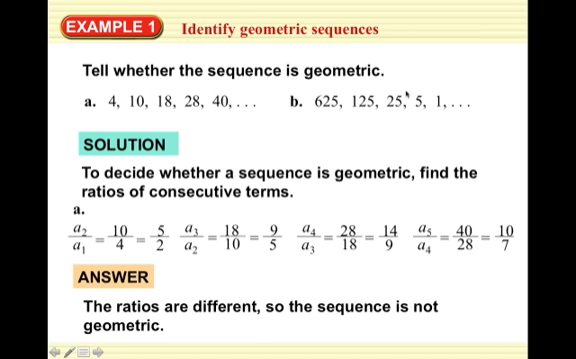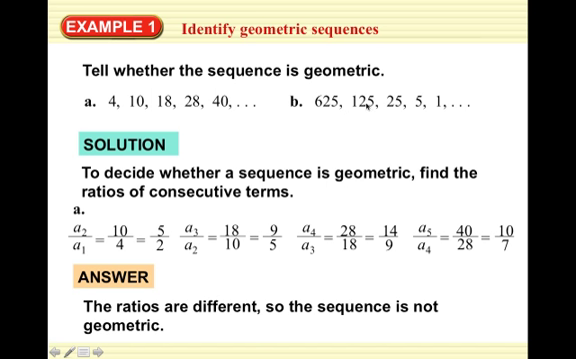Let's look at this next one before I show you the way the book suggests you do it. We've got 625, 125, 25, 5, 1. When I look at this, I go, well, it looks like 5 divided by 5 is 1, 25 divided by 5 is 5, 125 divided by 5 is 25, 625 divided by 5 is 125.